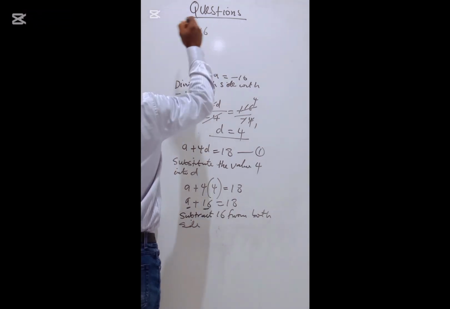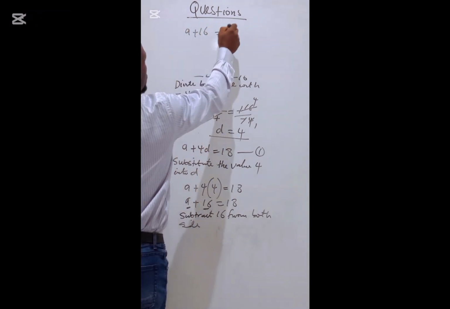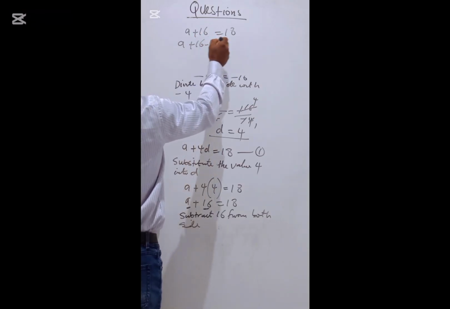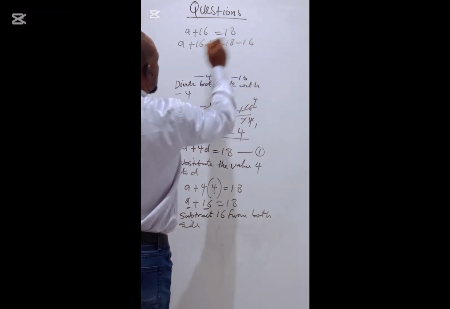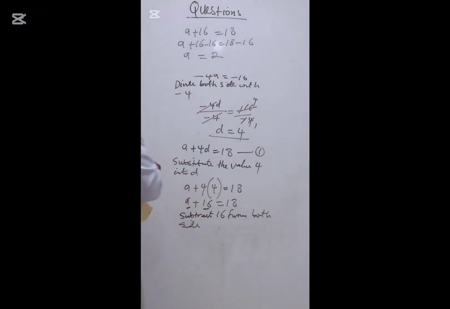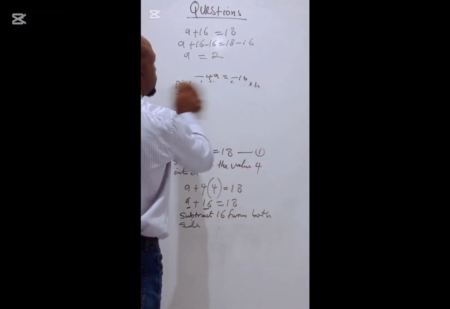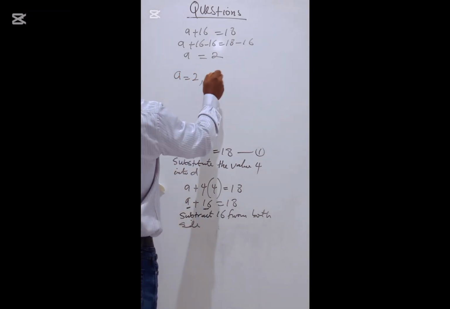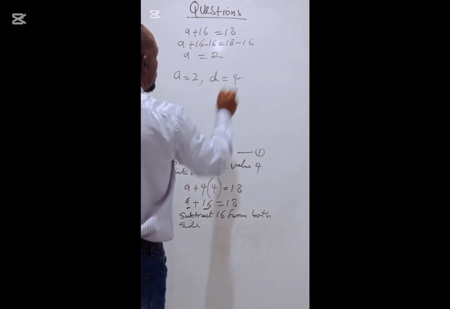If I do that, the equation becomes A plus 16 equals 18. A plus 16 minus 16, 18 minus 16. A is equal to 2. Therefore, the value of A is equal to 2 and the value of D is equal to 4.